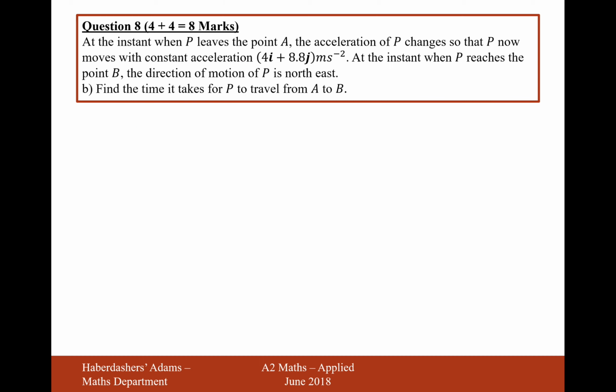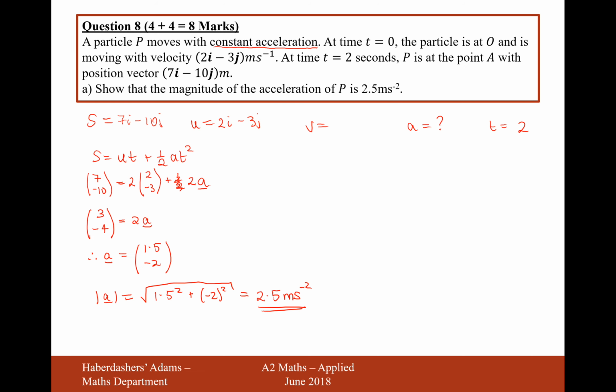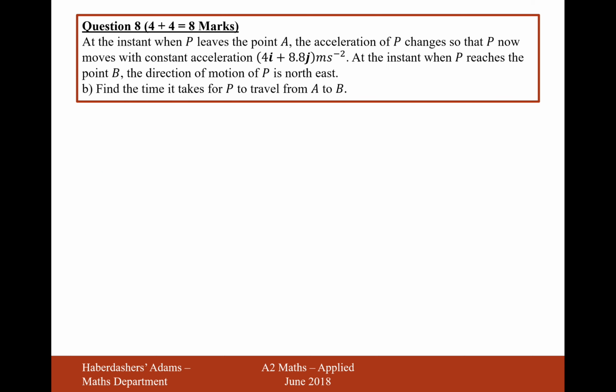Okay, let's move on to part B now. At the instant when P leaves point A, I just want to make a note of what point A was again. Point A was (7, -10), just in case that's helpful. The acceleration of P changes so that P now moves with constant velocity of 4i plus 8.8j meters per second. At the instant when P reaches the point B, the direction of motion of P is northeast.